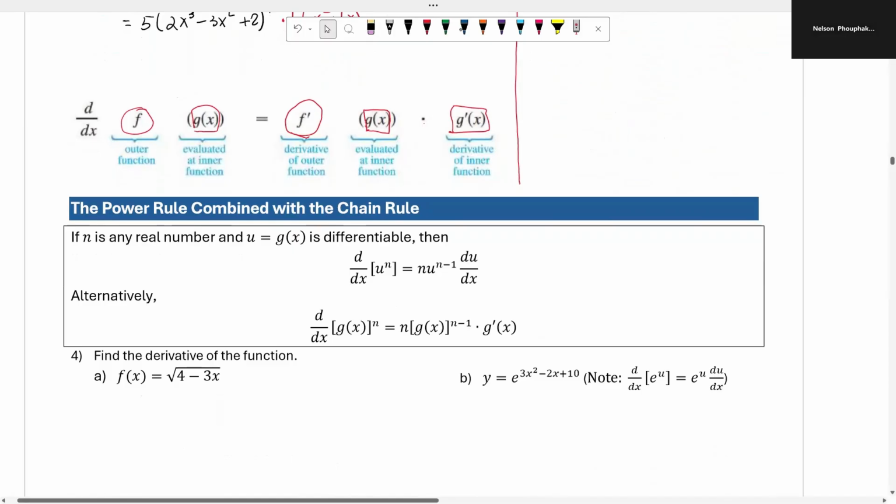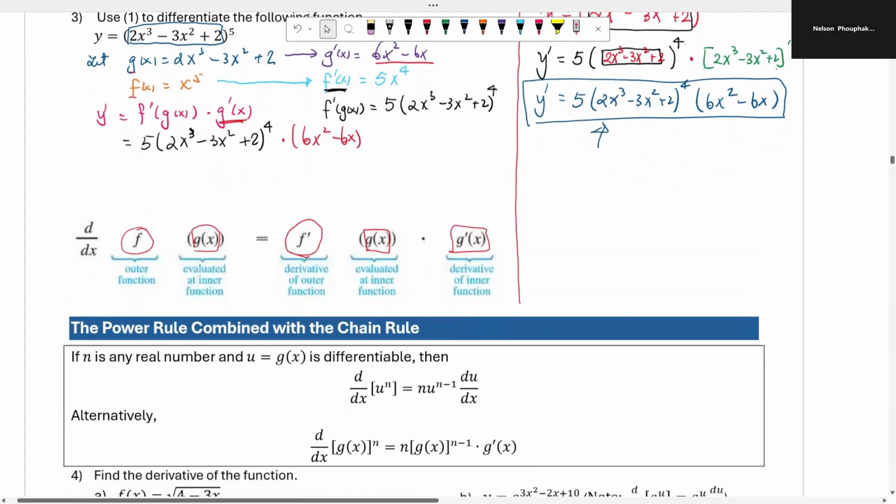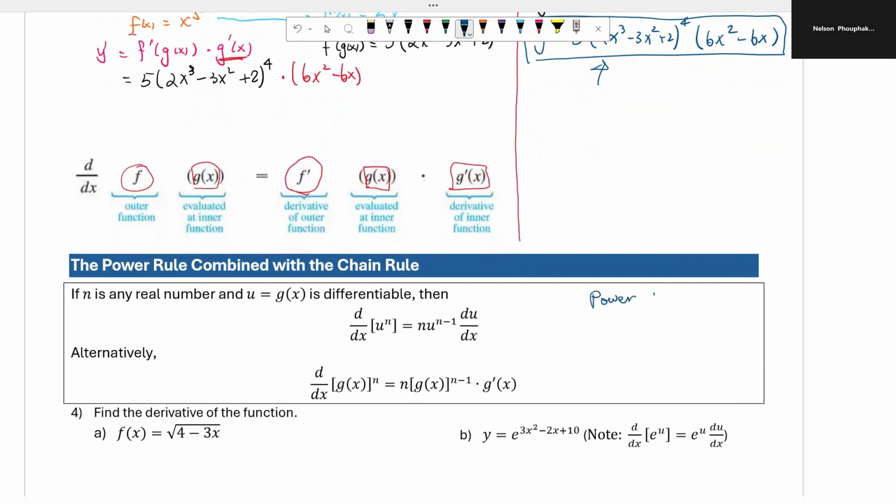So this idea right here gives us the example where we combine the power rule with the chain rule to work out the problem. So let's see how we work it out. Again, the power rule tells me that if I take the derivative of x to the n, I will have n times x to the n minus 1.